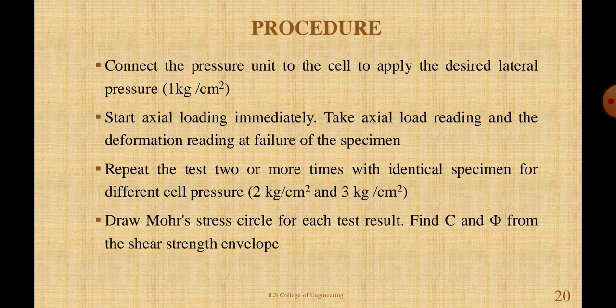Start axial loading immediately. Take axial load reading and the deformation reading at failure of the specimen. Repeat the test 2 or more times with identical specimens for different cell pressures, 2 kg per centimeter square and 3 kg per centimeter square. Then draw Mohr stress circle for each test result. Find C and φ from the shear strength envelope.